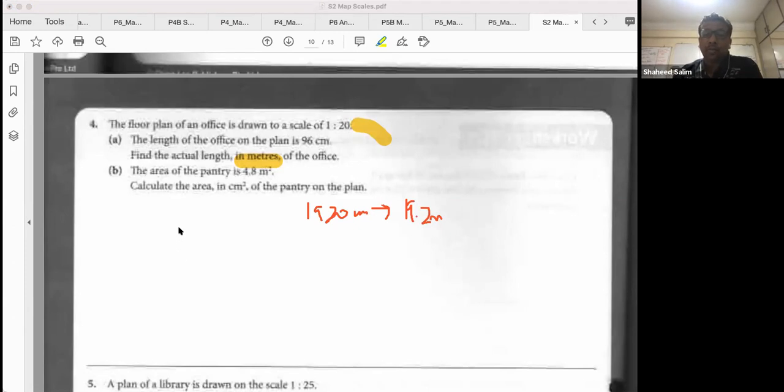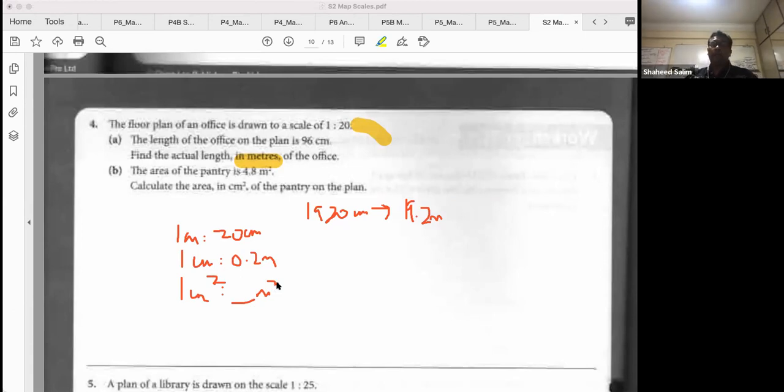What is the ratio? The ratio is 1 cm is to 20 cm. Change it to meters now: 1 cm is to 0.2 meters. And then, 1 square cm is how many square meters? This is the question. Very simple, and then you are able to do it.